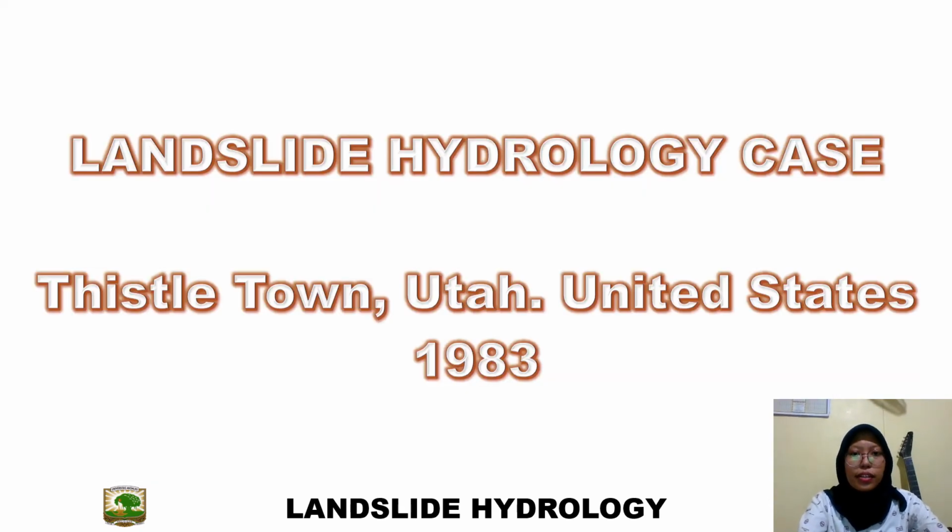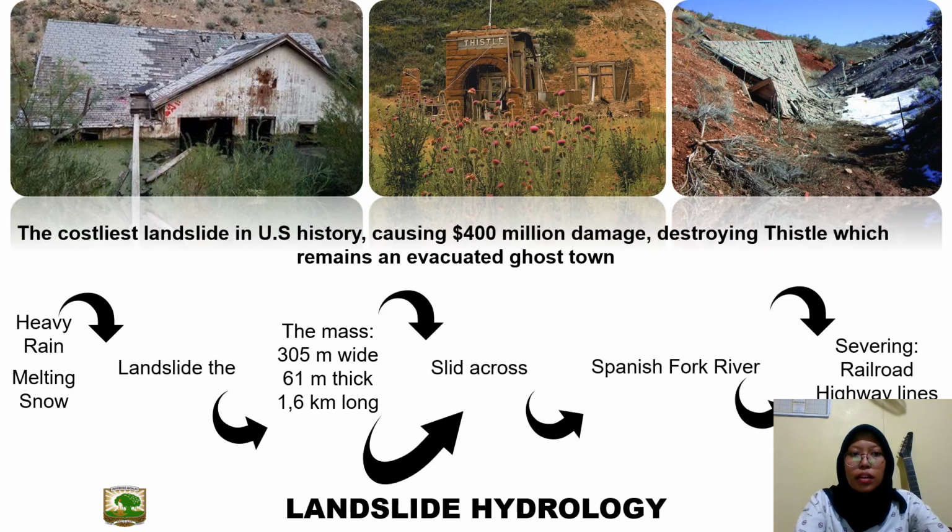Next is a landslide hydrology case in Thistle, Utah, United States, in 1983. The tragedy started with heavy rain and melting snow hitting the town, causing a landslide that carried a mass 305 meters wide, 61 meters thick, and 1.6 kilometers long. It slid across the Spanish Fork River, severing railroad and highway lines. It was the costliest landslide in U.S. history, causing about 400 million US dollars in damage and destroying Thistle, which remains as an evacuated ghost town.